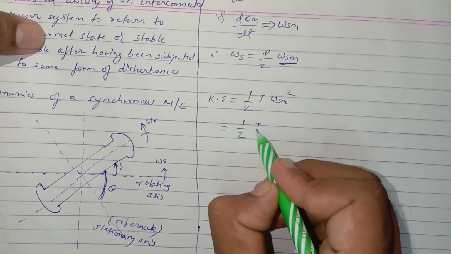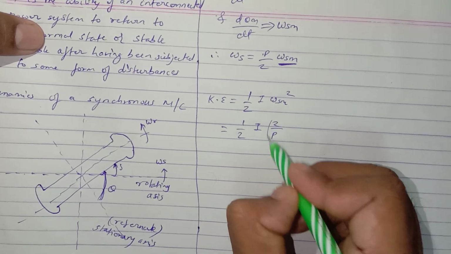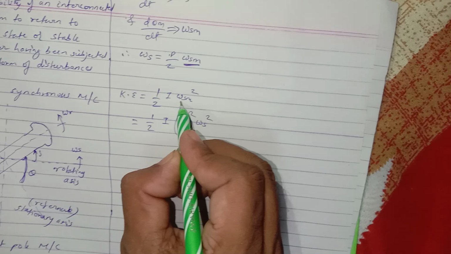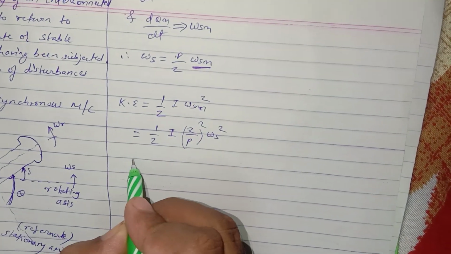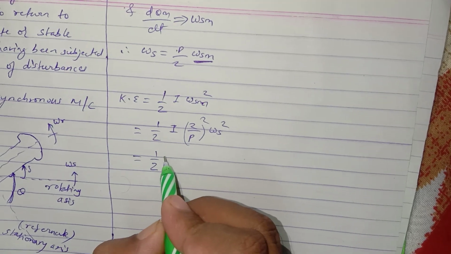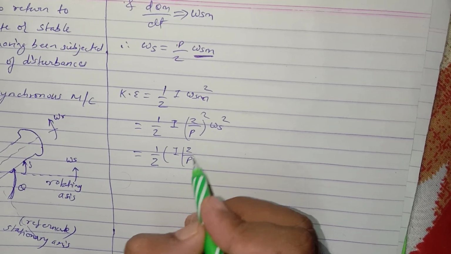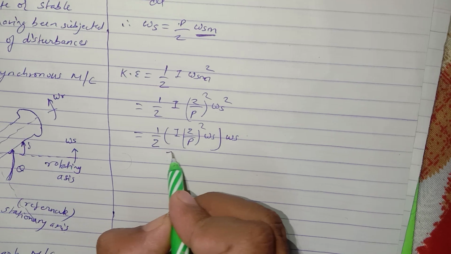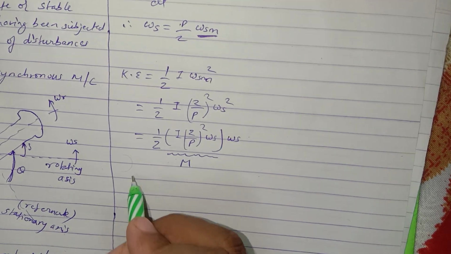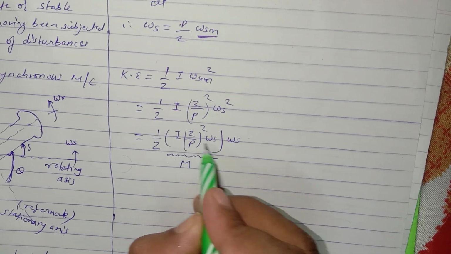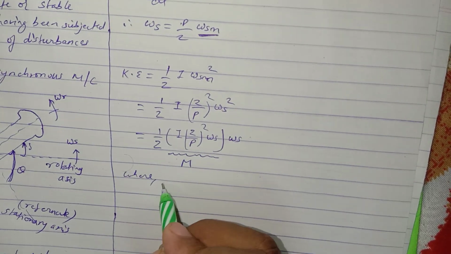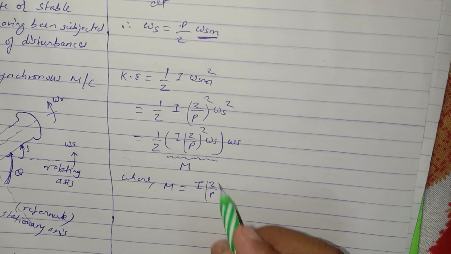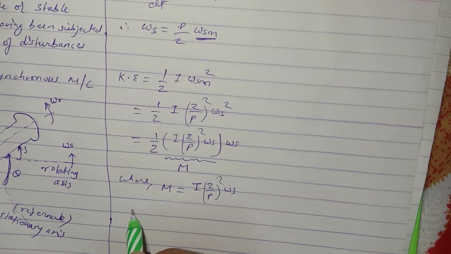So half I into 2 by P square omega s square, because we are taking the square of this omega sm term. Okay, now we can rewrite this equation as half I 2 by P square omega s into omega s. Now this term is M. M means inertia constant. This is the term called the inertia constant, where M equals I 2 by P square omega s.